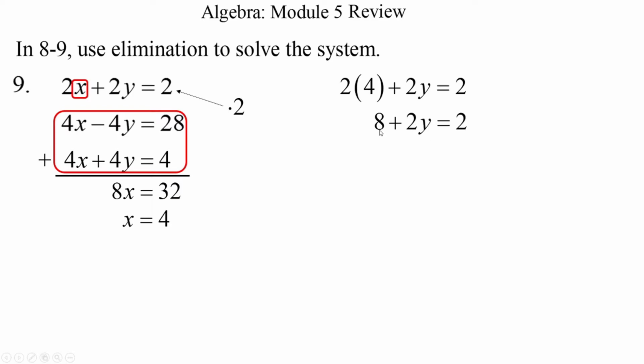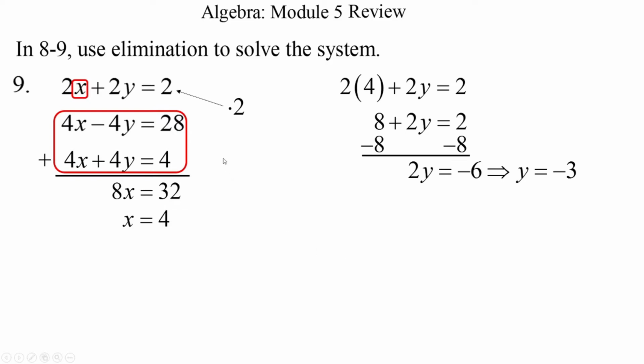We need to get rid of the 8, so let's subtract 8 from both sides, and we have 2y equals 2 minus 8, that'd be negative 6. And if 2 times y equals negative 6, wouldn't that y have to be a negative 3? So that implies y equals negative 3. And if you're not comfortable making that jump, just divide both sides by 2, because negative 6 divided by 2 will give you the negative 3.